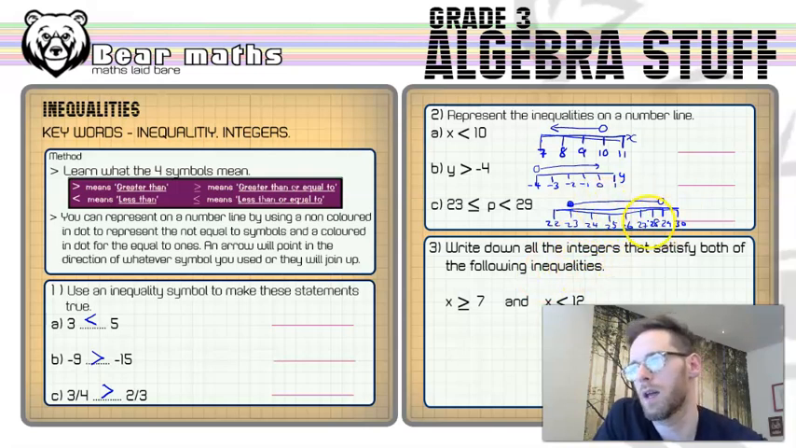All right. Now there's a few examples there of representing them on number lines. I might do another example or two when I do my other inequalities video, which is when you're solving them.